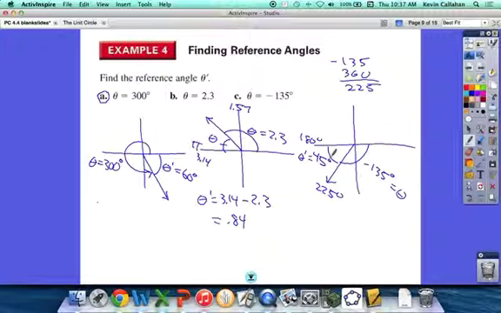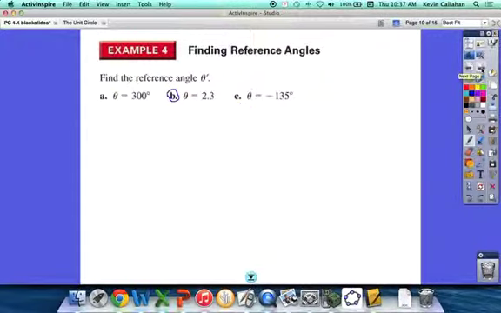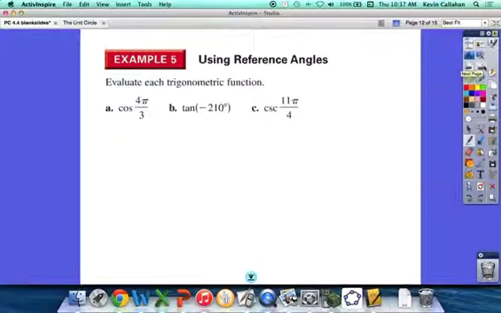Okay, Reva? Okay. Okay, so reference angles. Oh, I already did them all. I forgot I put in a slide for each one of those, so that's okay.